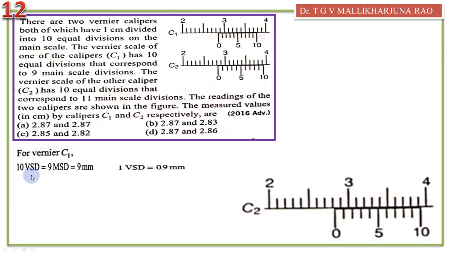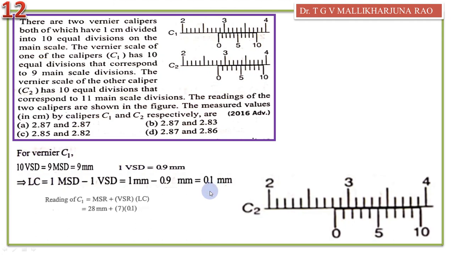In the first caliper, that means C1, 10 VSD is equal to 9 MSD. From this we can write that 1 VSD is equal to 0.9 mm. At the same time, the general formula for the least count of calipers is 1 MSD minus 1 VSD. Here 1 centimeter is divided into 10 equal divisions on the main scale, so 1 MSD value is 1 mm. At the same time, 1 VSD is equal to 0.9 mm. From this we can write the least count of caliper 1.